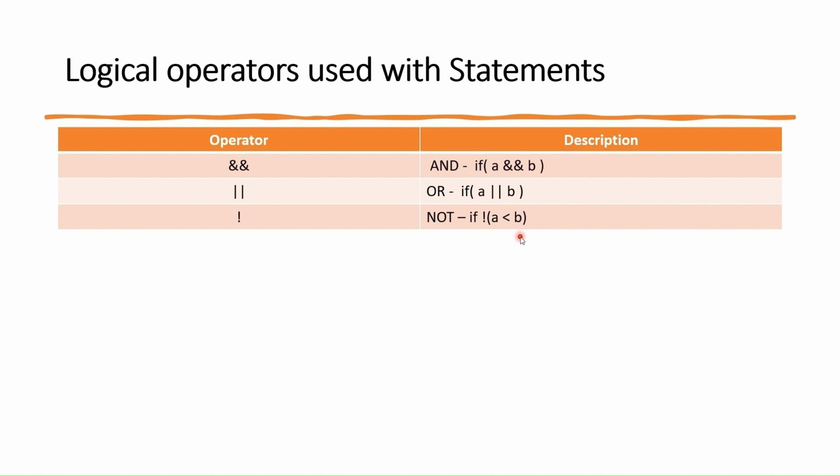And the not operator, for example, if A is smaller than B, all right, then this expression is true. But when we put the exclamation mark or not operator here, it will evaluate to false. All right, this one is to opposite the evaluation. So if the expression is true, it will be false. If it is false, it will be true.